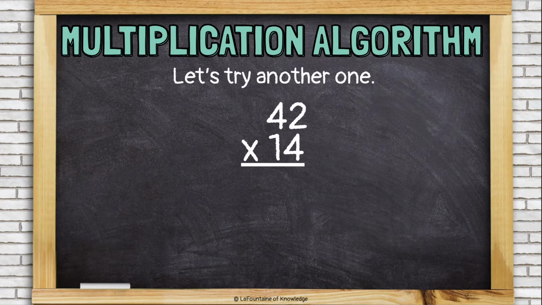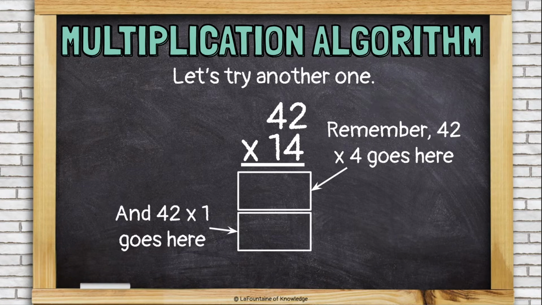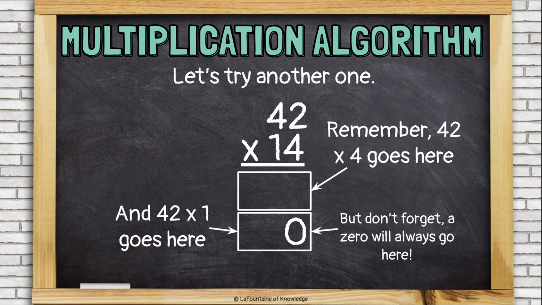Let's try another one. This time, 42 times 14. So remember, 42 times 4 is going to be our first number. 42 times 1 is going to be the second number, but don't forget, we're going to have to put a 0 right here in the ones place of the second number because it's not really 42 times 1, it's really 42 times 10. So that 0 is a shortcut that lets us think about it like 42 times 1.